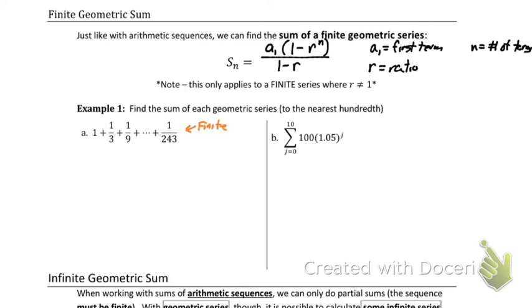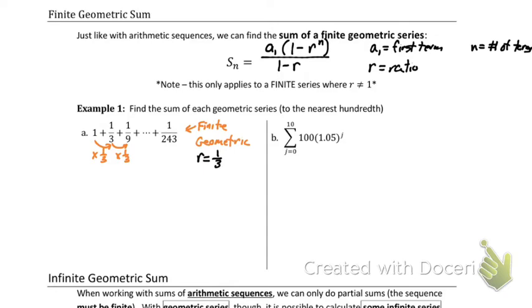To prove it is geometric, we just have to find a common ratio. To get from 1 to 1 over 3, we're multiplying by 1 over 3. To get from 1 over 3 to 1 over 9, we're multiplying by 1 over 3. So it's finite, it is geometric, and we have an r value that equals 1 over 3.